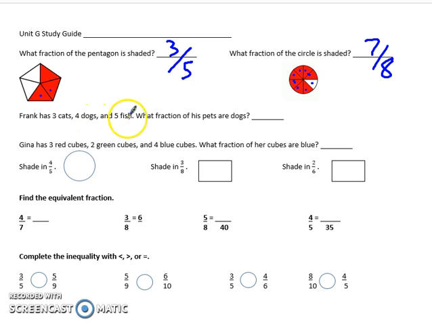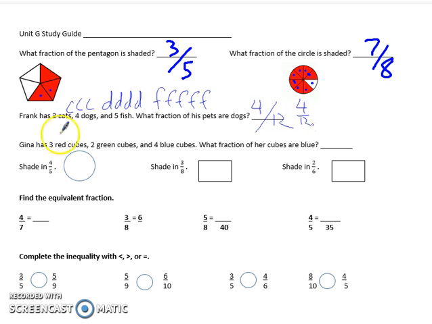Frank's got some cats, some dogs, and fish. What fraction of his pets are dogs? So cats, there's 3 cats, 4 dogs. I just usually use the first letter. 5 fish. 1, 2, 3, 4, 5. Count up my dogs. 1, 2, 3, 4 dogs. Out of how many in all? 1, 2, 3, 4, 5, 6, 7, 8, 9, 10, 11, 12. And I really don't care whether you put the slash like that or you do your 4/12 like that. They both mean the same thing.